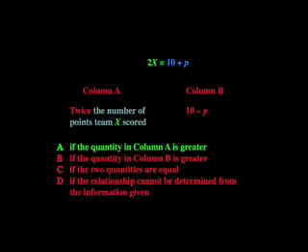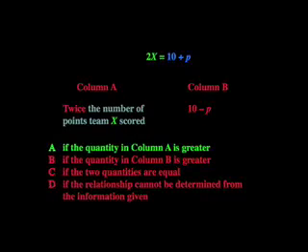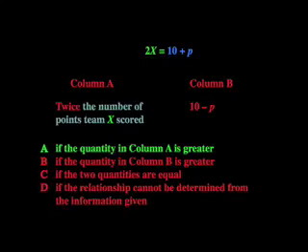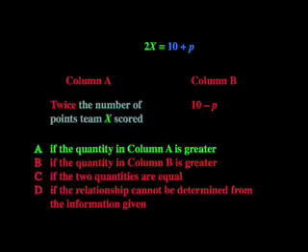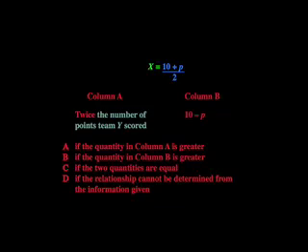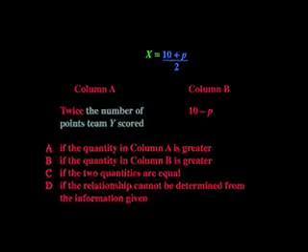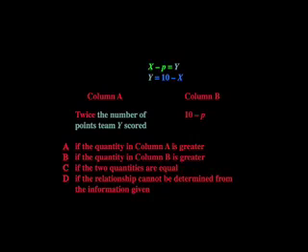And if we're not careful and we think that column A is talking about the number of points Team X scored, we'll think column A is larger because we'll think that 2X equals 10 plus P is larger than column B, which is 10 minus P. But we could continue on with our algebra and say that X equals (10 plus P) over 2.